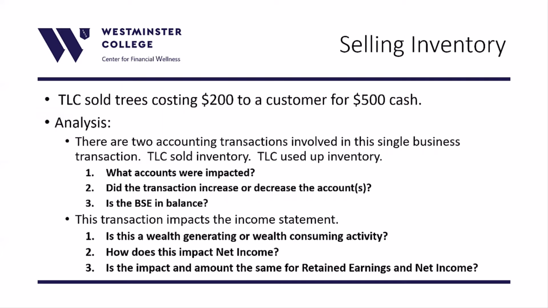TLC sold trees costing $200 to a customer for $500 cash. This looks like a simple transaction, but it's busy. The reason being, there are actually 2 accounting transactions within this one business transaction. TLC made a sale, and TLC is giving up inventory. We're going to analyze these 2 accounting transactions one at a time.